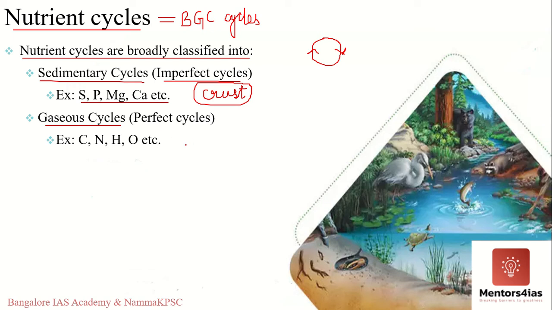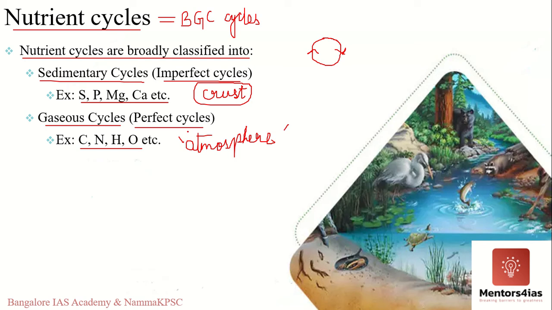The other type of nutrient cycle is the gaseous cycle. Gaseous cycle is where the reservoir is the Earth's atmosphere or the hydrosphere. The gaseous cycle is a perfect cycle as the nutrients are replaced as fast as they are utilized. I hope you are able to identify the differences between the two.